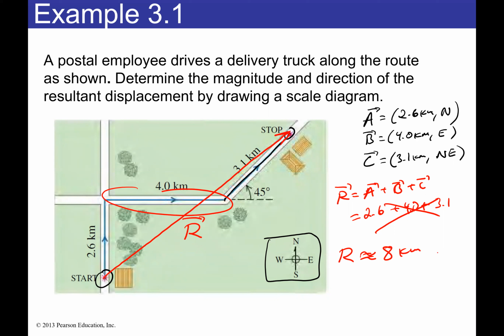Again, I'm estimating. Then I can see that it is less steep than vector C, and vector C is 45 degrees, but it's less steep. You can see that from the shape. But it's not by much. So I can estimate the direction of this to be maybe 35 degrees. A little bit less than 45, so maybe 35 degrees.